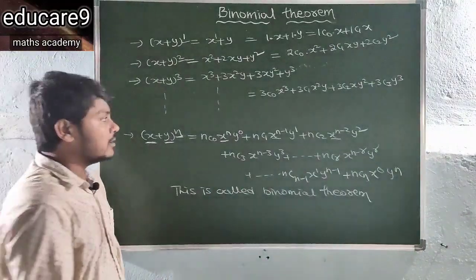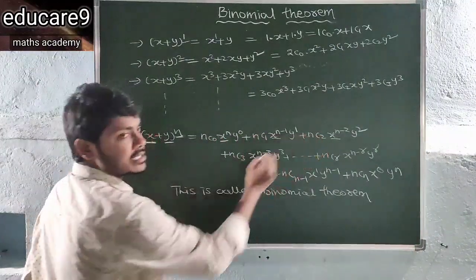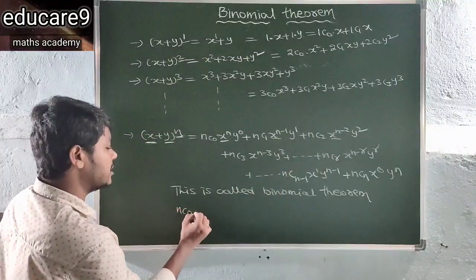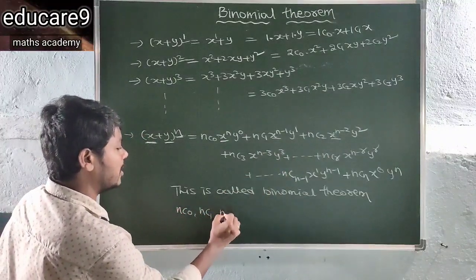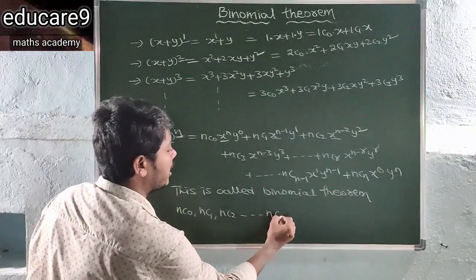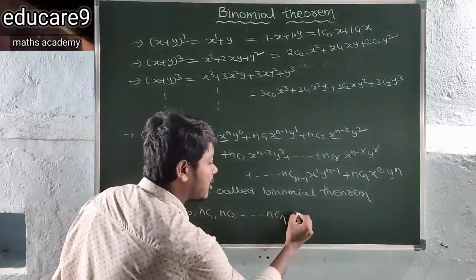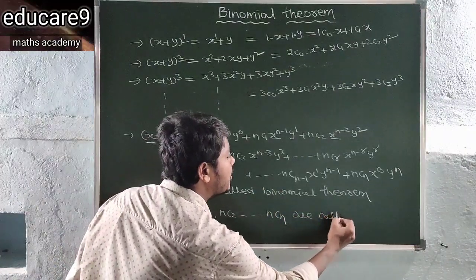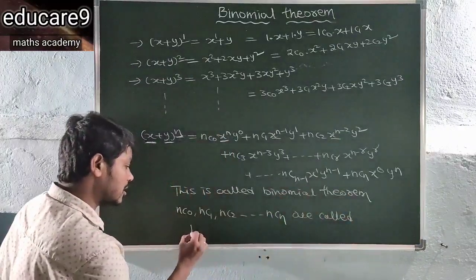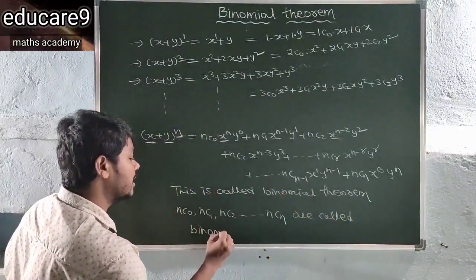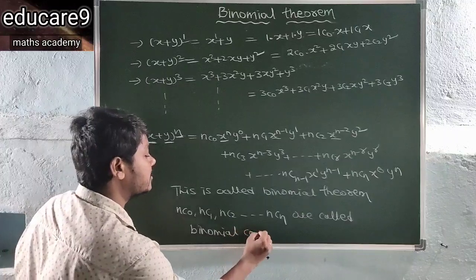Okay. So now here nC0, nC1, nC2. So here nC0 comma nC1 comma nC2 and so on nCn are called binomial coefficients. Are called what? Binomial coefficients.